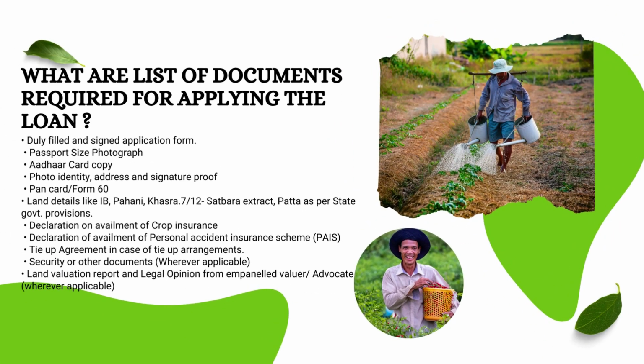What is the list of documents required for applying for the loan? 1. Duly filled and signed application form. 2. Passport size photograph. 3. Aadhaar card copy. 4. Photo identity, address and signature proof. 5. PAN card, Form 60. 6. Land details. 7. Declaration on availment of crop insurance. 8. Declaration of availment of personal accident insurance scheme. 9. Tie-up agreement in case of tie-up arrangements. 10. Security or other documents, wherever applicable. 11. Land valuation report and legal opinion from empaneled valuer and advocate, wherever applicable.